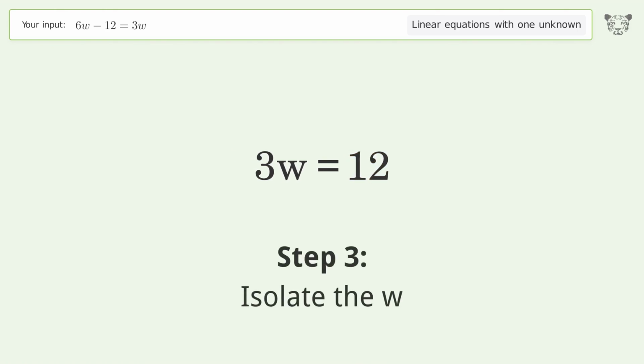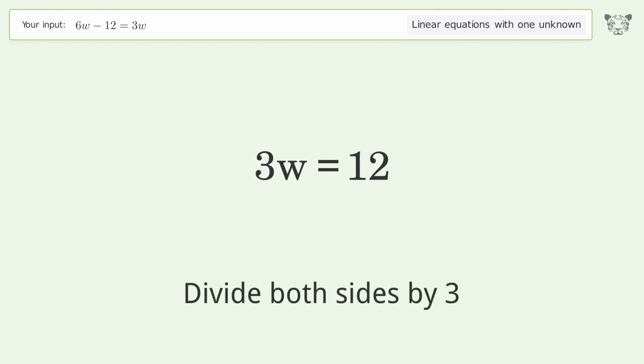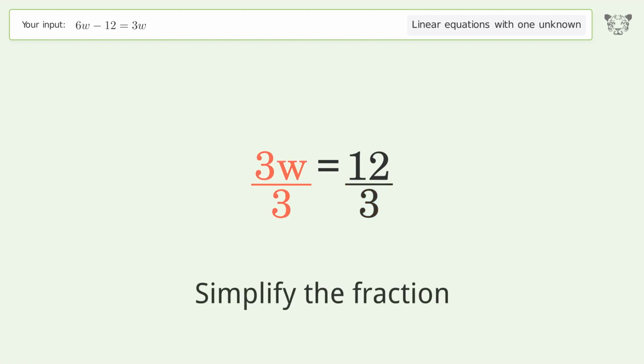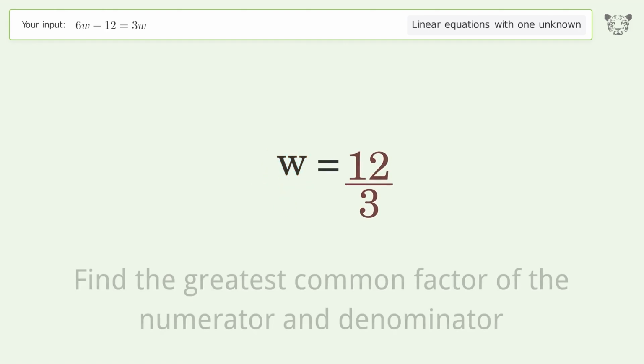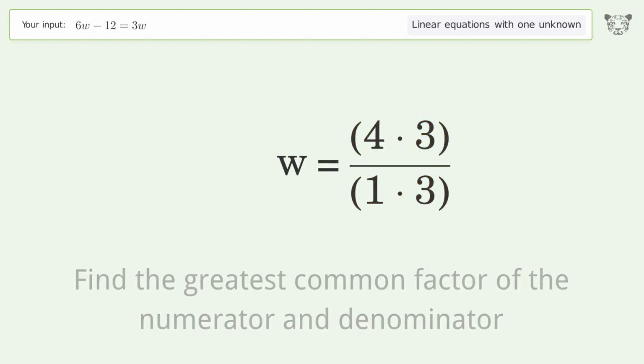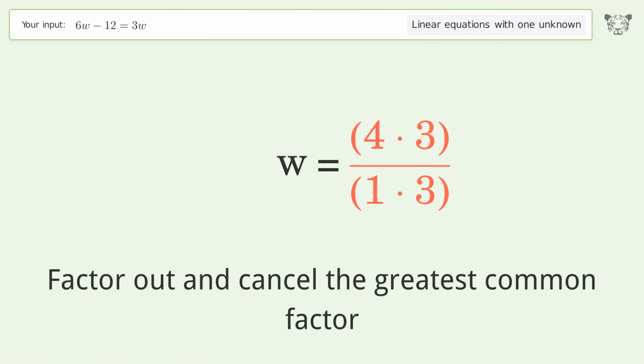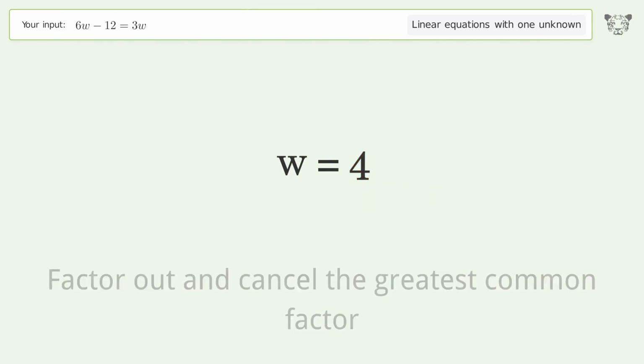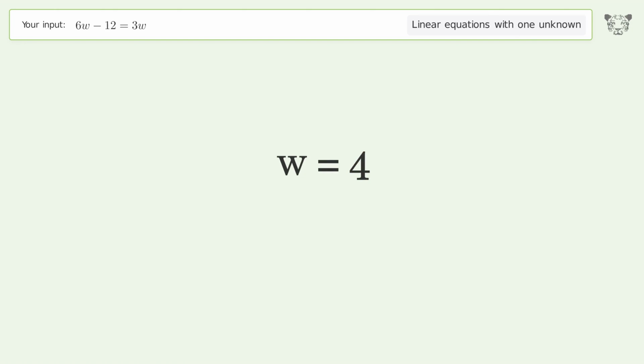Isolate the w. Divide both sides by 3. Simplify the fraction. Find the greatest common factor of the numerator and denominator. Factor out and cancel the greatest common factor. And so the final result is w equals 4.